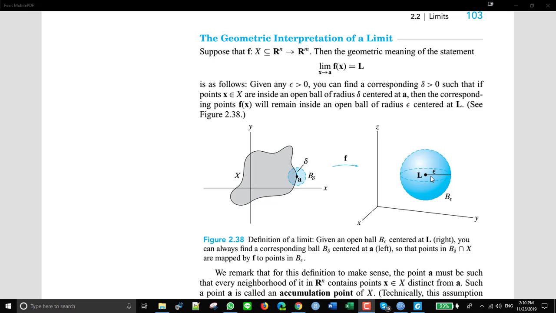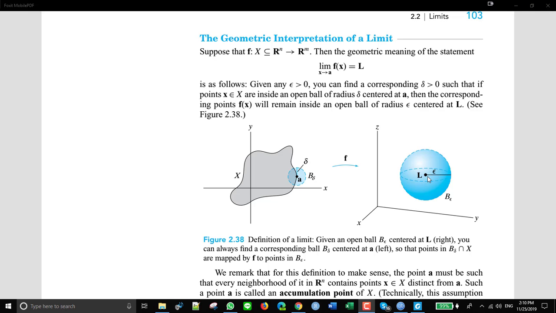given epsilon ball over here? And that is, no matter how small we make this ball here, suppose I make it like this, so I want everything to be really close to L. So can I find a small enough ball over here so that everything in there, everything within the ball that's intersecting X, will be mapped into here?